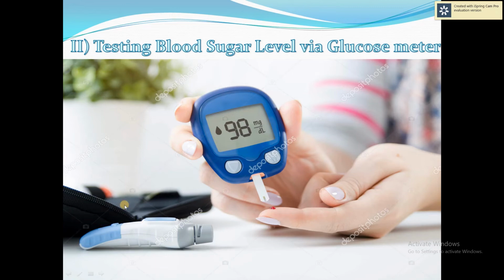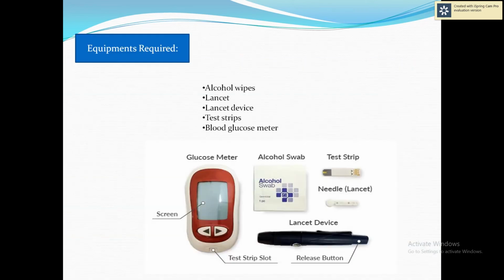Now this is the lancet device. You'll be inserting your lancet into this. Lancet is nothing but a pin which is used to prick your finger. So let us begin with this particular experiment. Before going into this experiment, let us discuss what blood sugar level is. Blood sugar level is very important to be checked because there are various people whose blood has a much higher level of blood glucose than required.